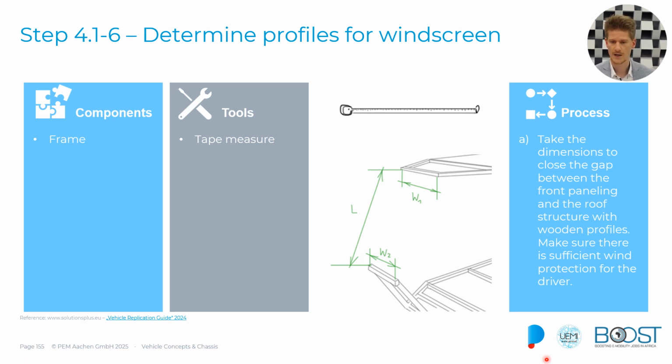So again, take the dimensions closest to the gap, so from the support frame down here and from the roof up here, and then you know how wide your frame needs to be, and you also know which kind of length you have to get across in order to make this a sufficient protection for wind and rain and anything else that might be on the road.